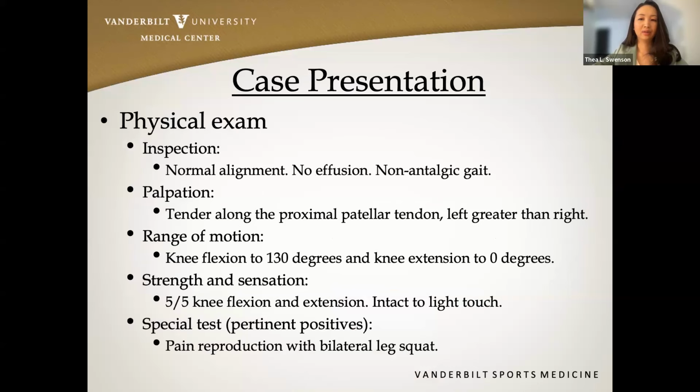On exam, most noticeable was that he had tenderness along the proximal patellar region, left greater than right, and his pain was reproduced with bilateral leg squat. Otherwise, inspection demonstrated normal alignment. There was no effusion. His gait was non-antalgic. He had normal range of motion with knee flexion to 130 degrees and extension to 0 degrees. Strength was 5 out of 5 with knee flexion and extension, and sensation was intact to light touch.